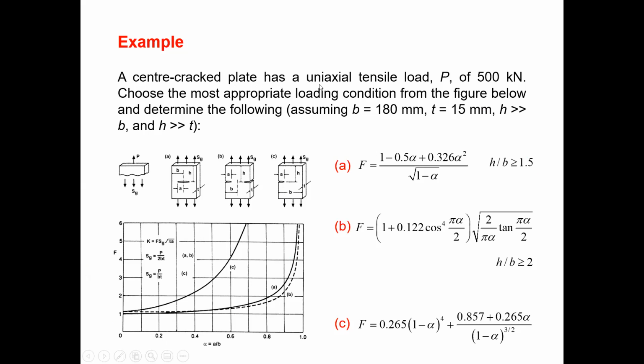The center crack plate has a uniaxial tensile load P equals 500 kilonewton. If the load is given, choose the most appropriate loading condition from the figure below and determine the following.